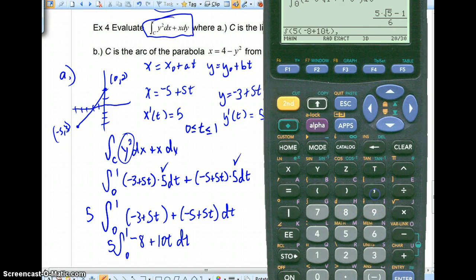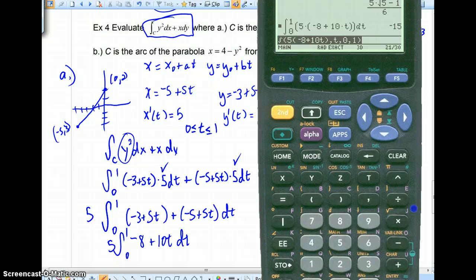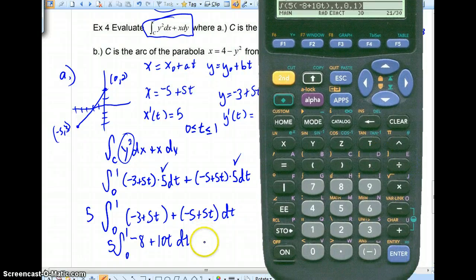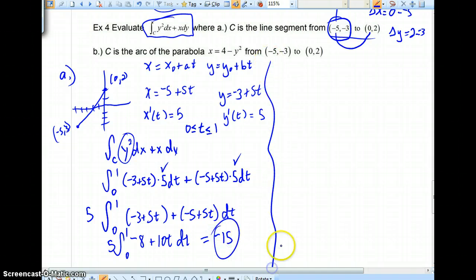I brought the 5 back inside. This is with respect to t. And of course, we'll just go between 0 and 1. And very quickly, you can see that we get -15. So all of this is -15, a negative value. Well, that's for part A. How about for part B?